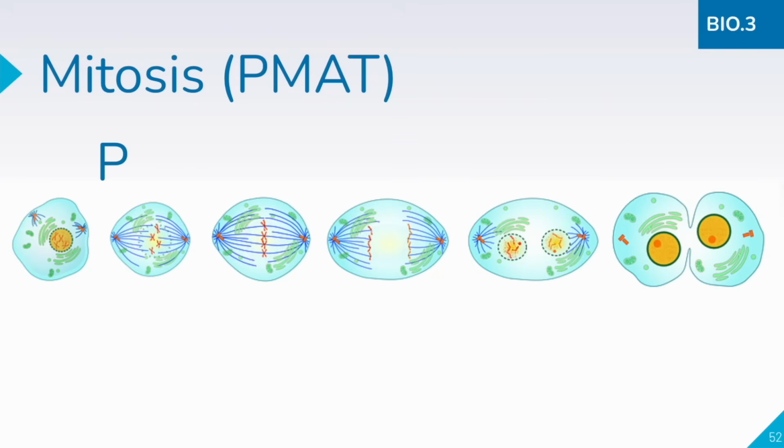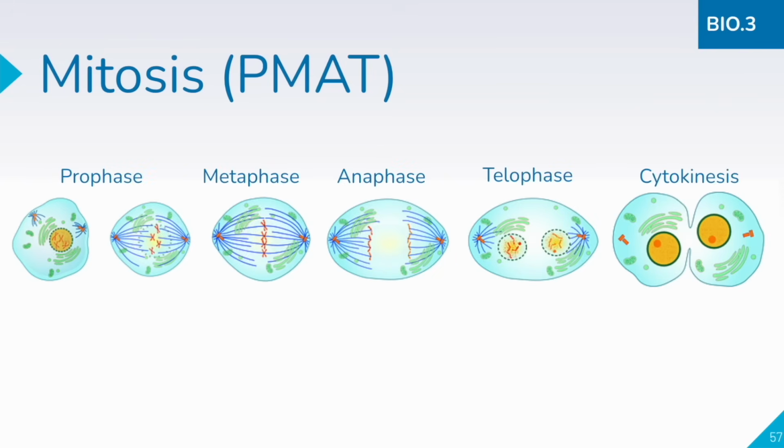preparing and getting ready for cell division; metaphase, where the duplicated chromosomes line up in the middle of the cell; anaphase, where the sister chromatids start to be pulled away from each other; and telophase, where a new nuclear membrane forms. We have our genetic material entirely separated; and then cytokinesis, which is not in the PMAT acronym, is where the cytoplasm actually cleaves or splits down the middle and we get 2 new cells. So prophase, metaphase, anaphase, telophase, and cytokinesis.